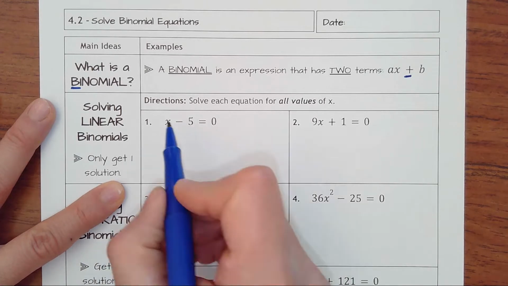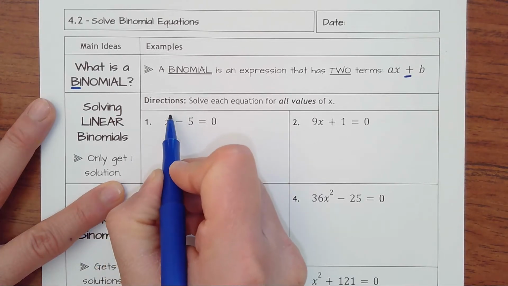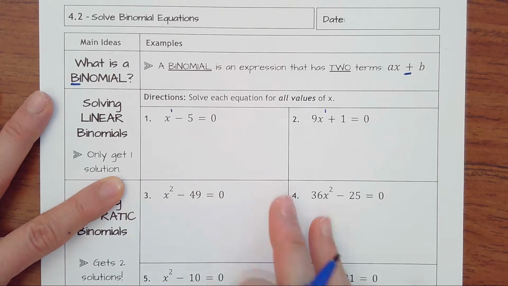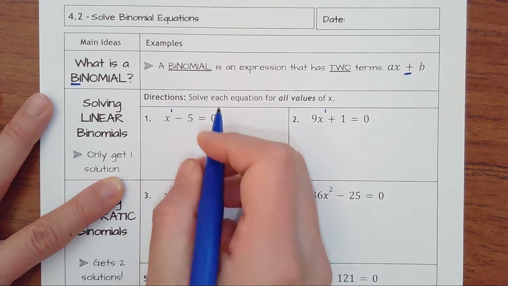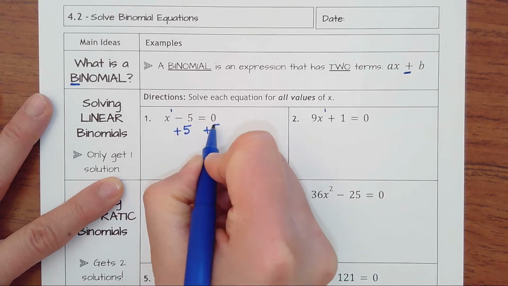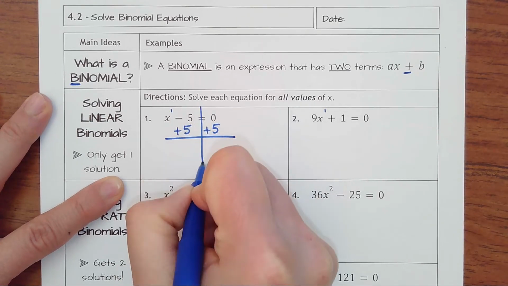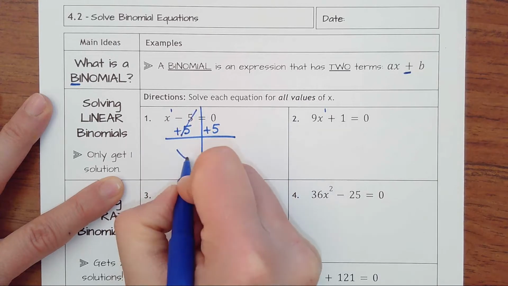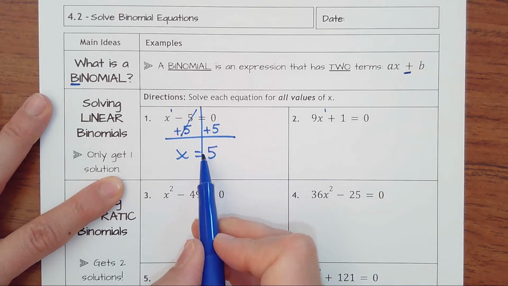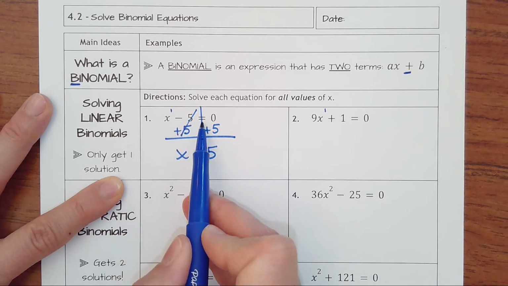Linear means that it's always x or whatever variable to the first power. There's no squared, there's no cube, nothing like that. So if I have x minus 5 equals 0, to solve for x, I would do the opposite of subtraction and add 5 to both sides. Negative 5 and positive 5 cancel. 0 plus 5 is 5. And it should make sense that if you plug it in, 5 minus 5 does make 0.